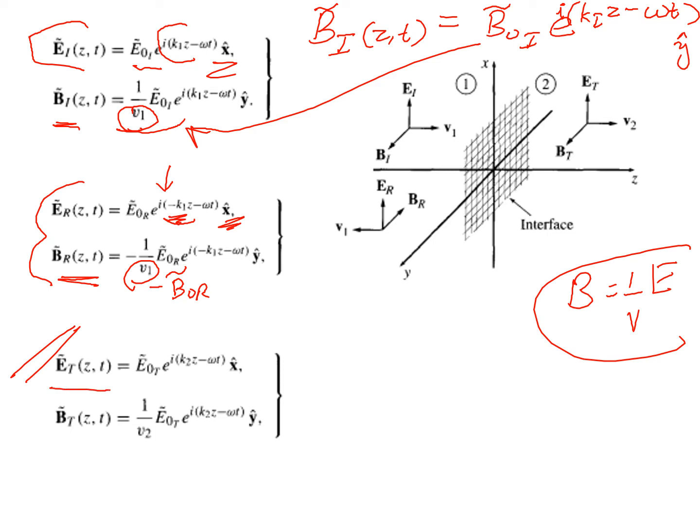So Et complex equals E0T complex e to the power i(K2 Z minus omega t). Here it is K2 Z minus omega t, because that's the second medium. And the magnetic field Bt is equal to 1 by V2 times E0t. Actually, it was B0t. So instead of B0t, we can use E0t complex by V2 e to the power i(K2 Z minus omega t) in the y direction.